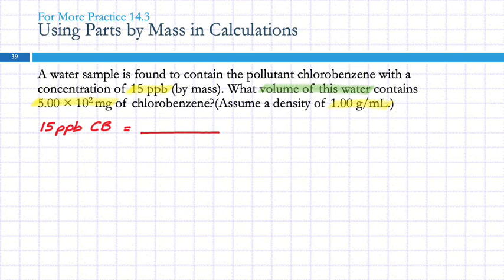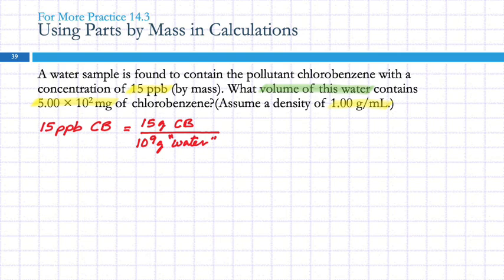15 parts per billion means 15 parts per billion parts. So 15 per billion, billion is 10 to the 9. And it says it's by mass, so we need a mass unit here. I'm going to use grams, because that's just what we usually use. So that means we have 15 grams of chlorobenzene per 10 to the 9th grams of the water. And here by water, we're talking about the solution, not the pure water.